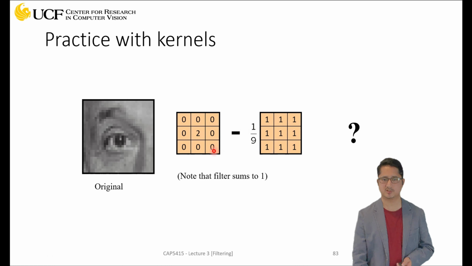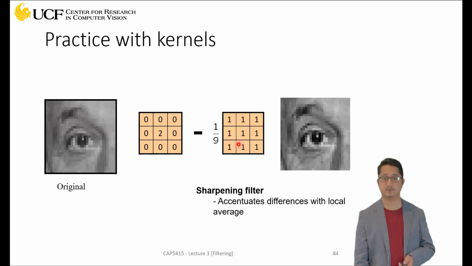So this is a very famous kernel, and it performs a sharpening operation. This is called a sharpening filter. Okay, so you can see that this image was kind of blurry. So this filter is actually bringing back the edges, and the reason is that it's paying more attention to the center pixel itself.